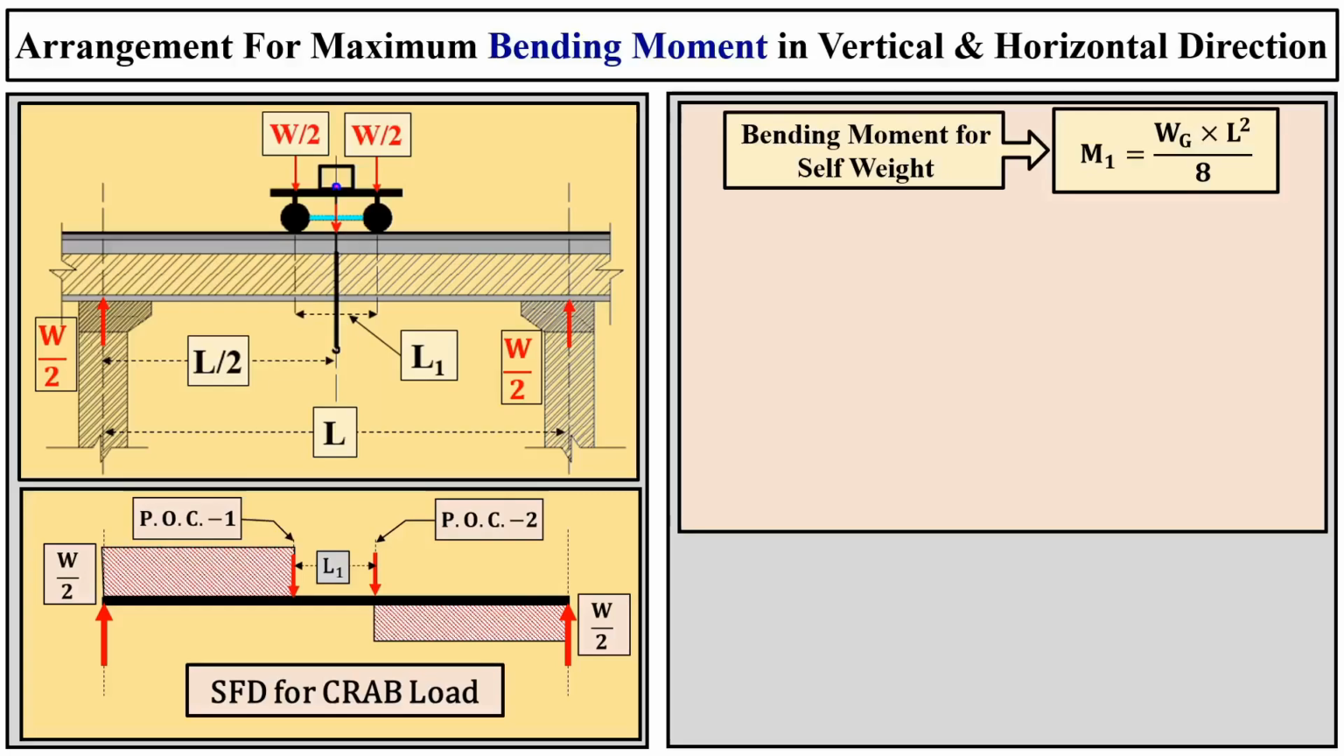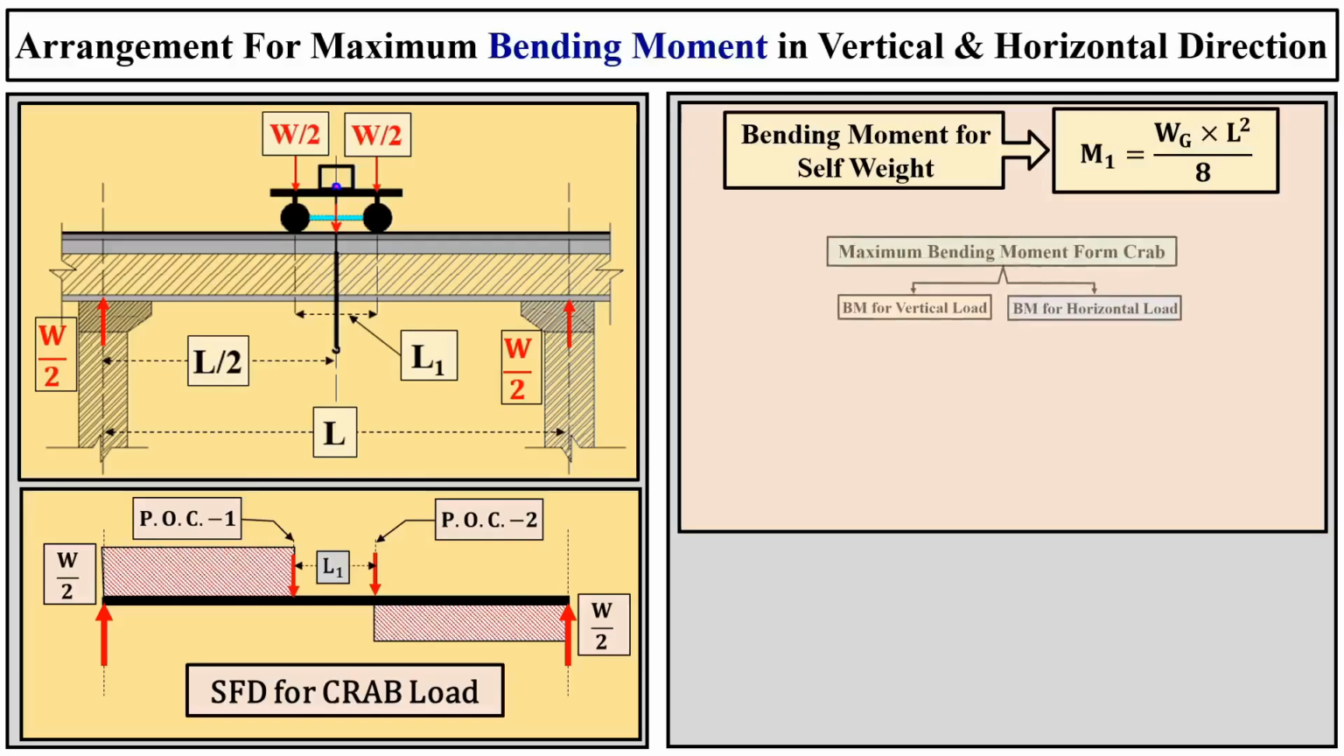The shear force diagram shows a constant value from the support to the first wheel, then drops to 0 between the two wheels, which confirms that the maximum bending moment occurs within this central zone.